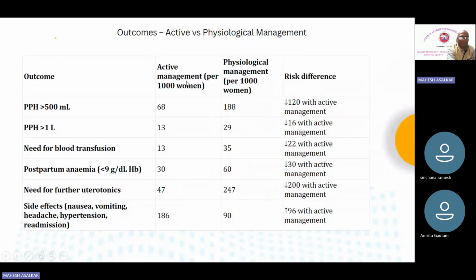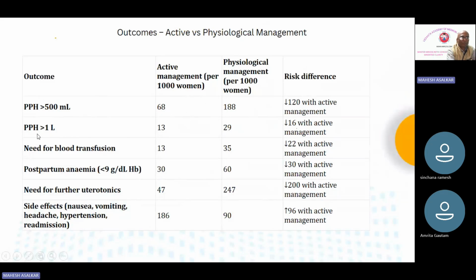About the active management per 1000 women and physiological management per 1000 women. PPH more than 500 ml is seen in 68 cases out of 1000, while it is 188 women. So risk reduction is by 120. Generally, they ask you the question either how many times it is common, so 3 times more common if it is a physiological management, or they may ask you in these particular figures also.